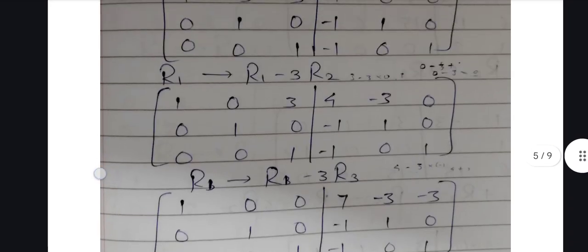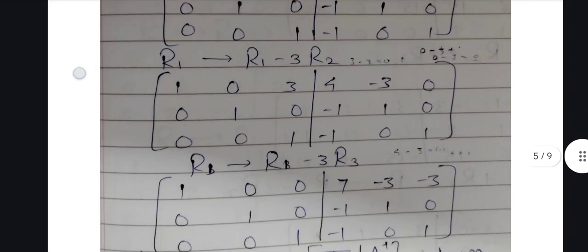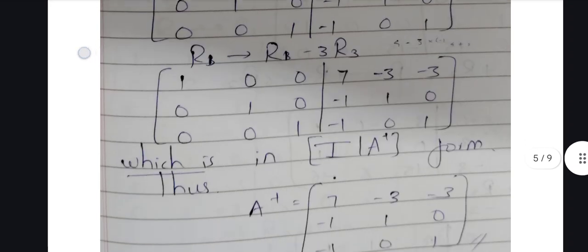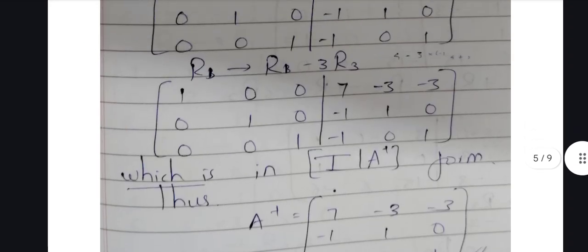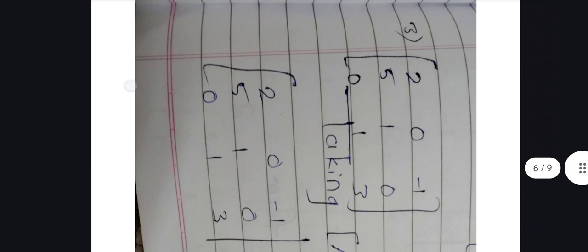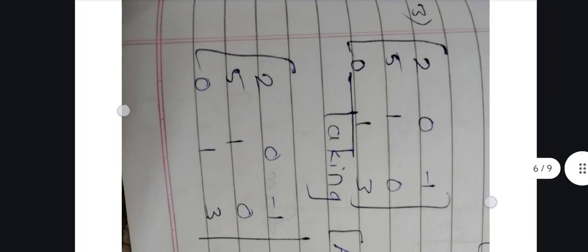After that, once more we have to perform the R1 operation. Then we have finally converted this into a unit matrix or identity matrix, and we have got a new matrix which is nothing but our A inverse. We have found our A inverse by using the Gauss-Jordan method. Let's see one more example on this.